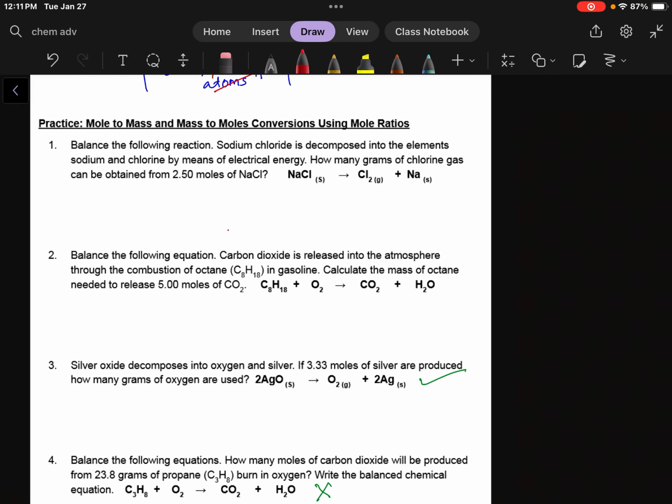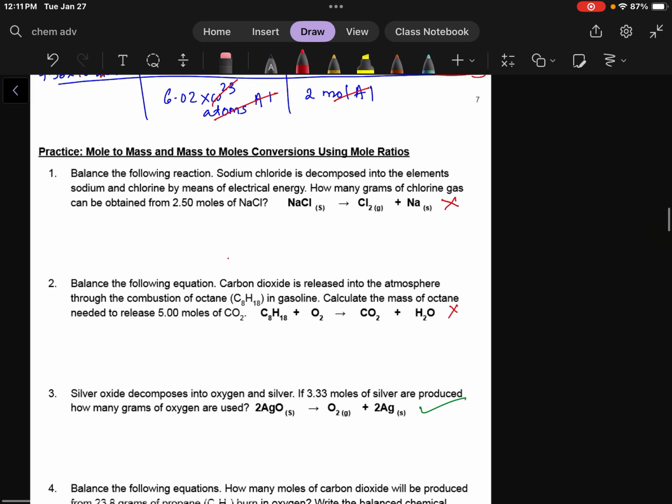Okay, now do all this practice. Always check whether the equation is balanced or not. If it is not balanced, you have to balance it before you do the practice.